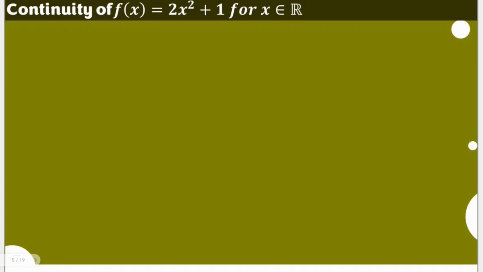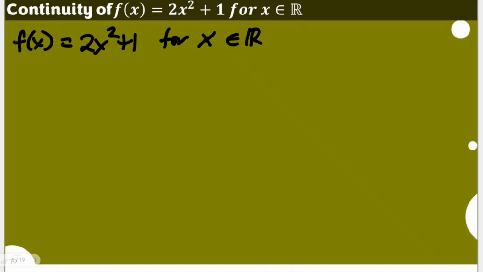Let us have here another function and determine whether it's continuous for the given value of x. But this time, in comparison to the previous example, where c is specific, here we'll have x an element of the real numbers. It means we're going to check whether the function f of x, here f of x equal to 2x squared plus 1, is continuous for all elements of x which are real numbers.